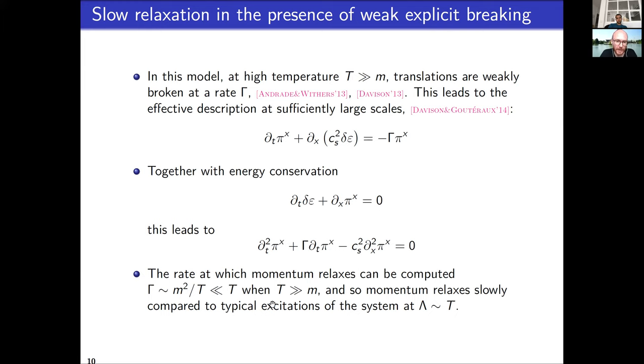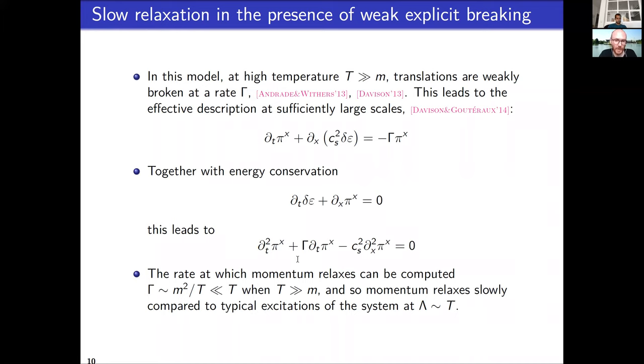Now, for sufficiently high T, we can also compute what the momentum relaxation rate is. I'm not going to tell you how we do that, but it's not very complicated. What you find is that the momentum relaxation rate is proportional to M squared over T. So this is much smaller than T when T is greater than M. And since here we're thinking about a CFT, which is weakly perturbed by this translation breaking operator, we intuitively know that typical excitations will live at scales of order temperature. So since for large T over M this rate is much smaller than T, we expect that this is going to be a good effective description for sufficiently large wavelengths and late times.